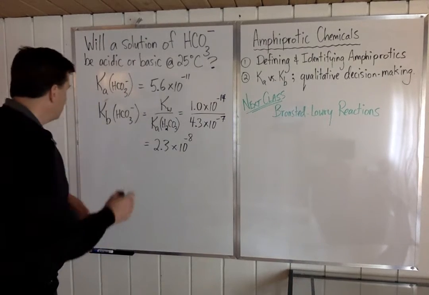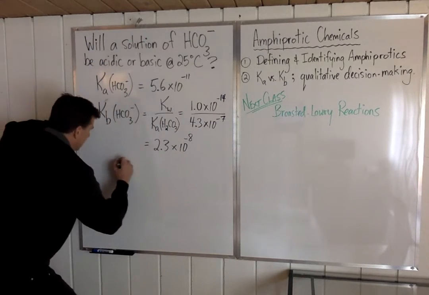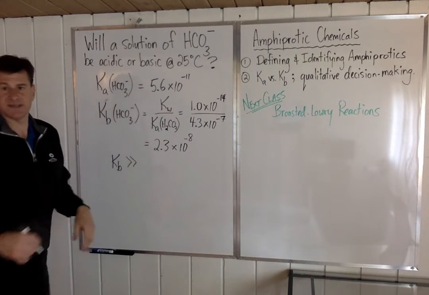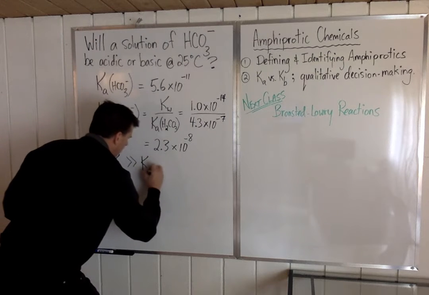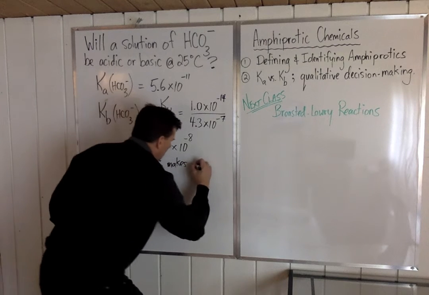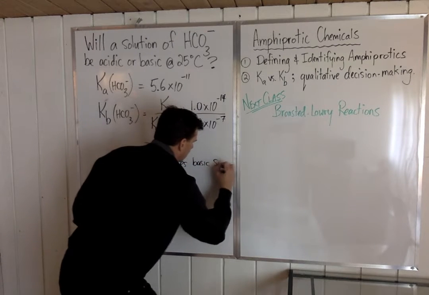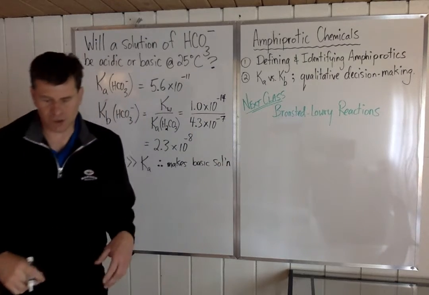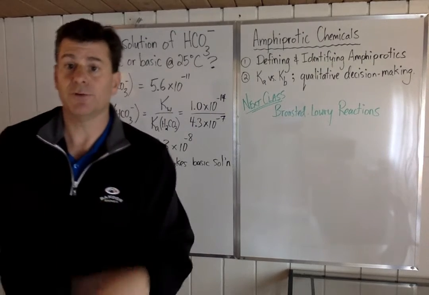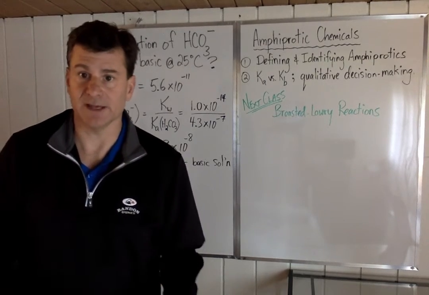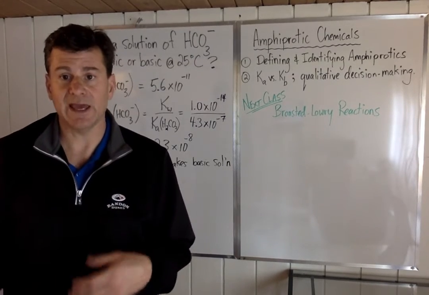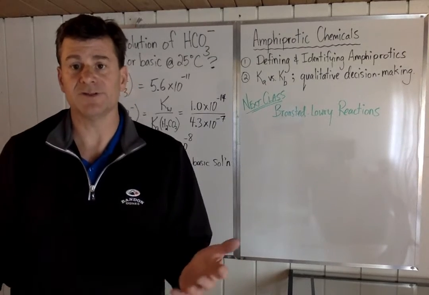So to answer this question, Kb is, well, I would say significantly bigger than Ka, therefore makes a basic solution. So whenever you're asked that question, okay, this chemical, you put it in water, does it make the solution acidic or basic? And it's an amphiprotic chemical. You're looking at its own Ka versus its own Kb, and that tells you kind of what it does.